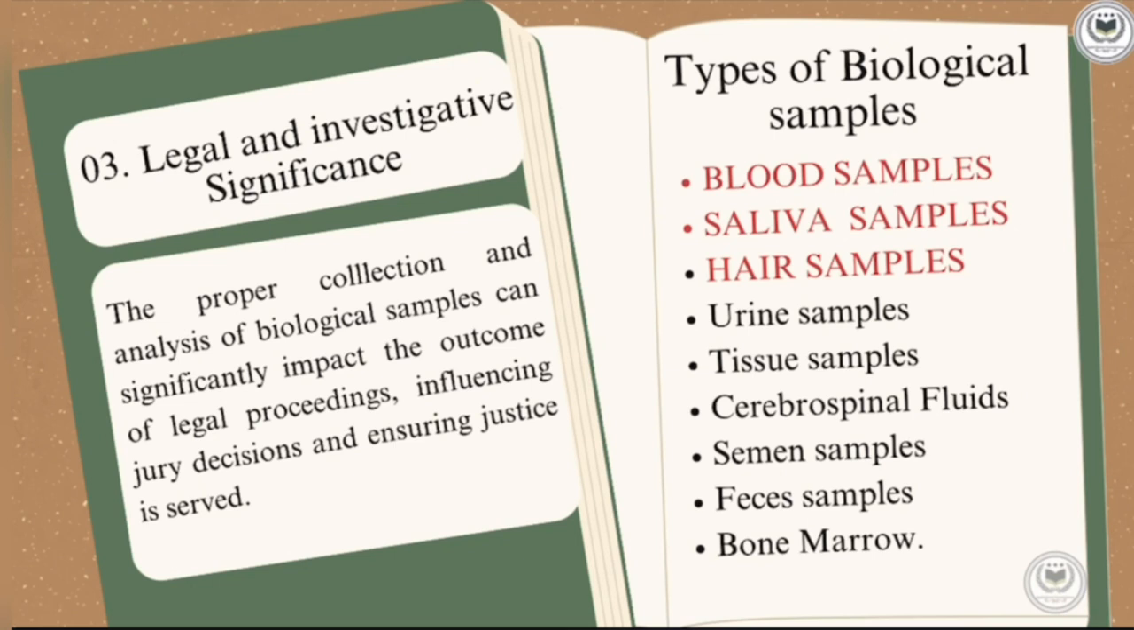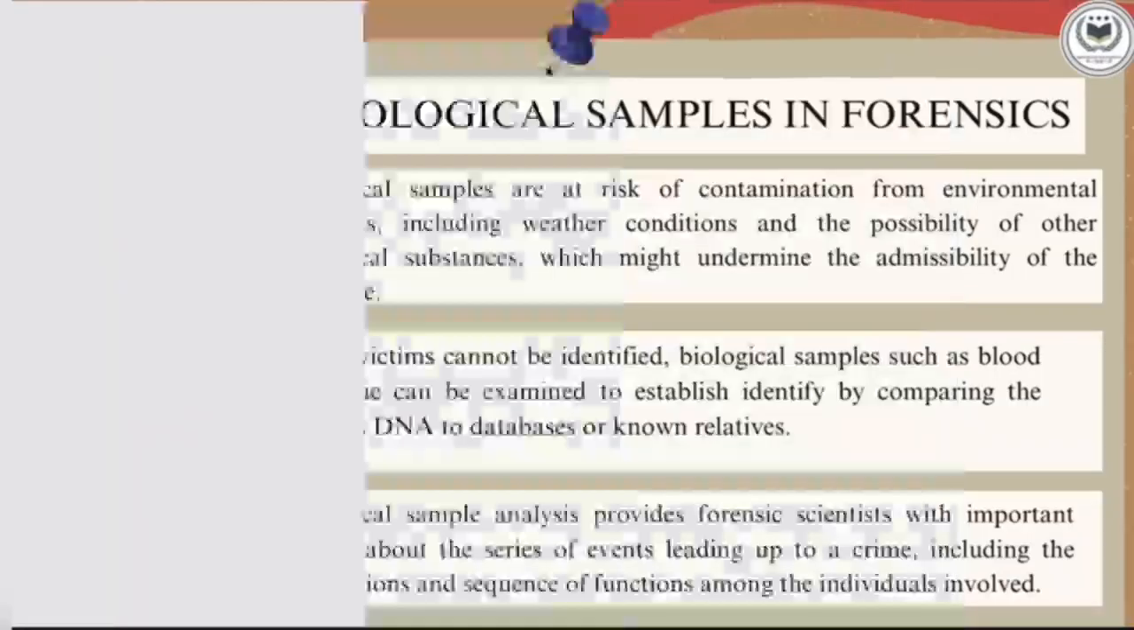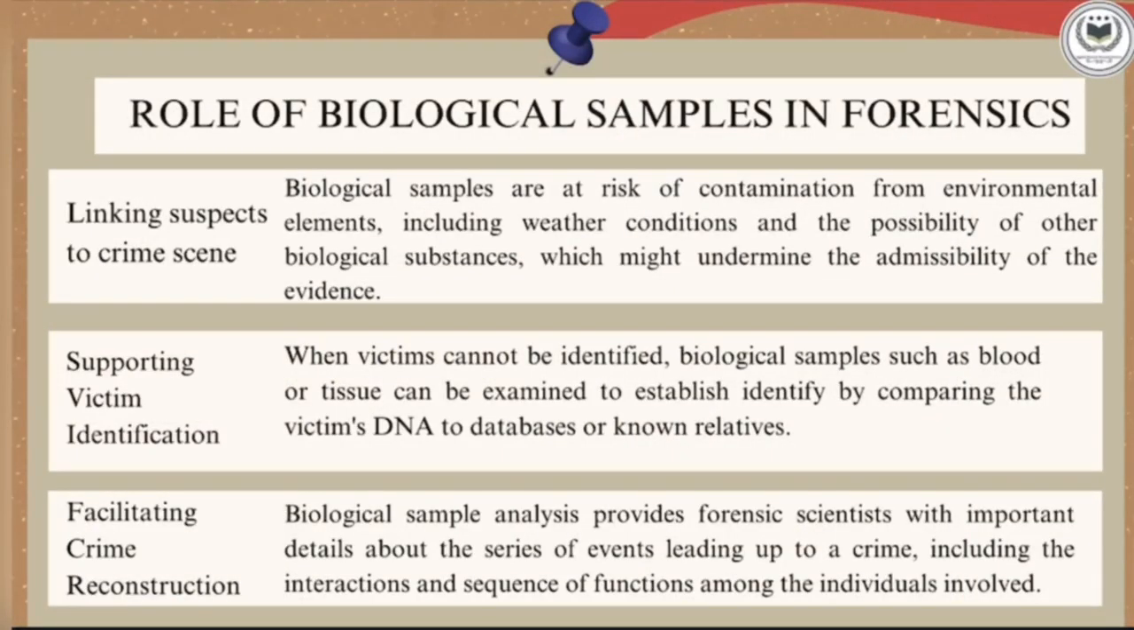Types of biological samples: blood samples, saliva samples, hair samples, urine samples, tissue sample, cerebrospinal fluids, semen, feces, and bone marrow. Role of biological samples in forensics. Linking suspects to the crime scene. Biological samples are crucial for establishing connections between suspects and crime scenes. Various types of biological evidences such as blood, saliva, hair, and skin cells can provide DNA that is unique to individuals. This allows investigators to match the DNA from the crime scene with that of a suspect or victim.